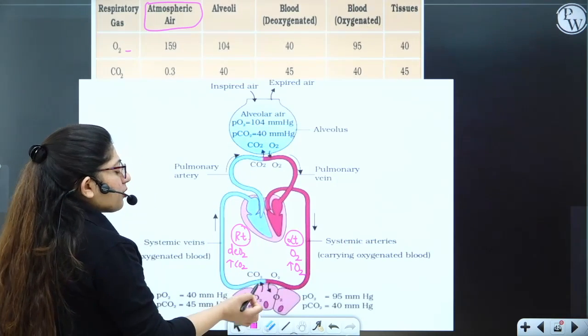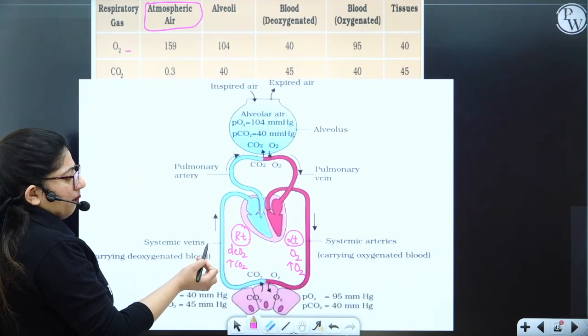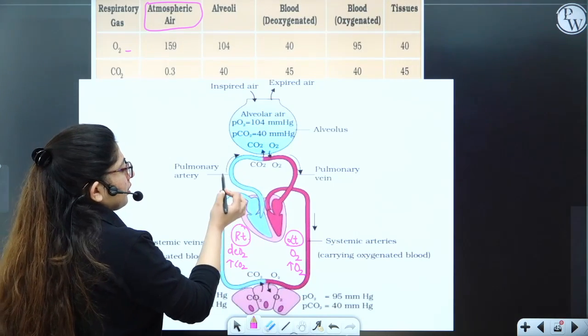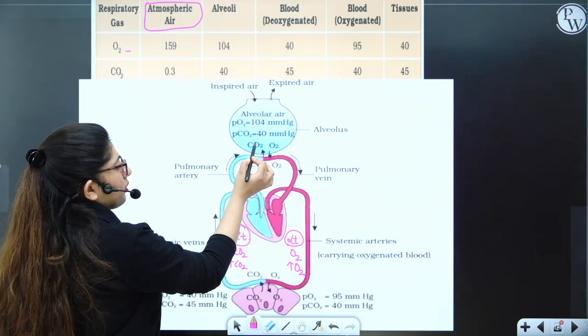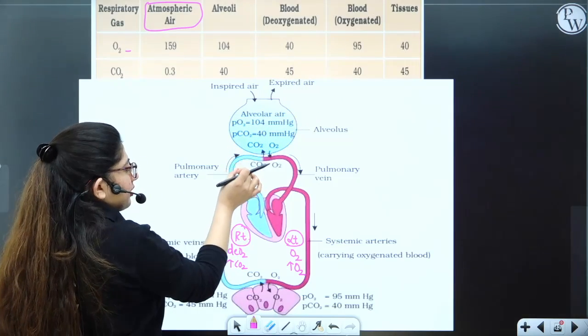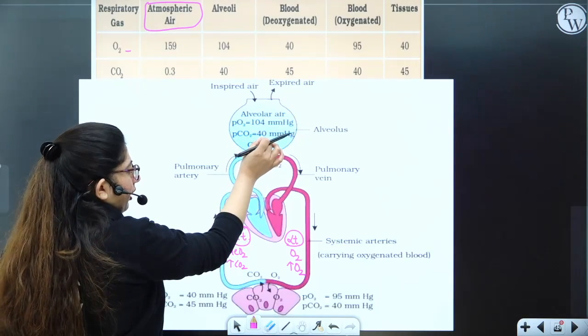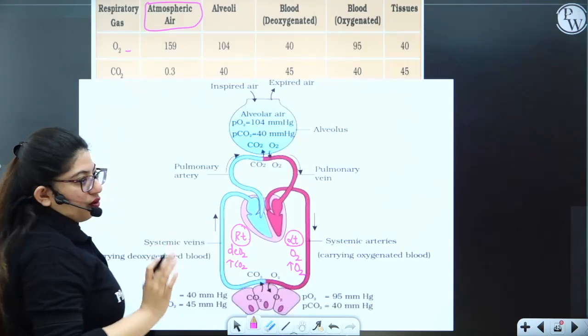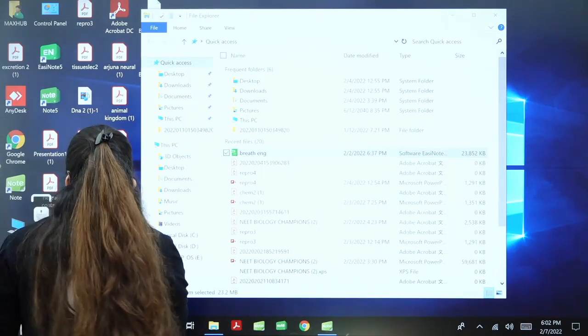lungs. Why? Because this blood is deoxygenated. So it needs to give out the CO2 to the alveoli, so that alveoli will throw it out. And now since it is deoxygenated, it will take in the oxygen. Okay. So here, all right.